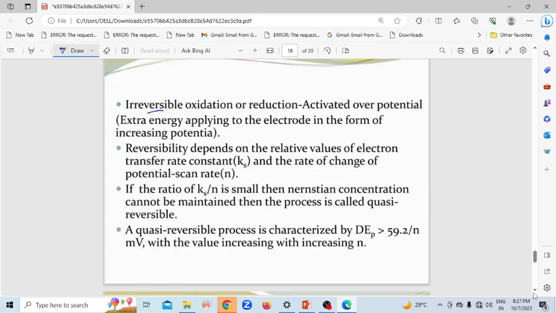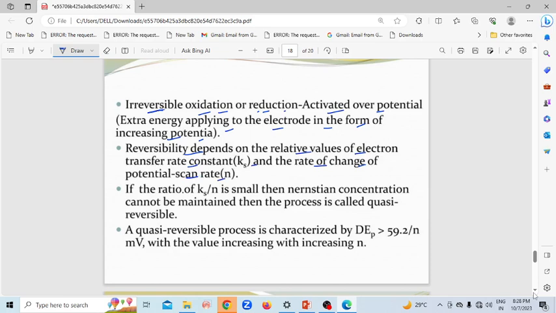Then what is the irreversible oxidation or reduction? Okay, so activated overpotential is extra energy applied to the electrode in the form of increasing potential. Okay, so it will promote irreversible oxidation and reduction. Then reversibility depends on the relative values of the electron transfer constant and the change of the potential scan rate. Okay, it is already discussed.